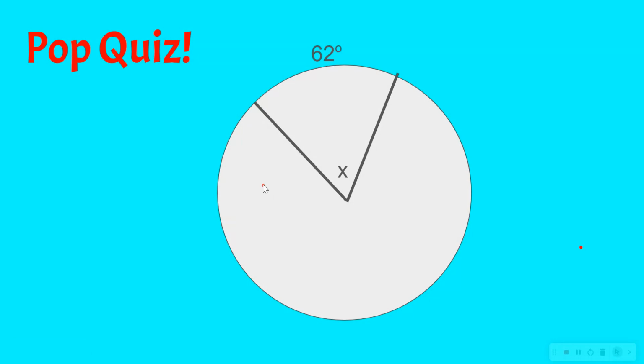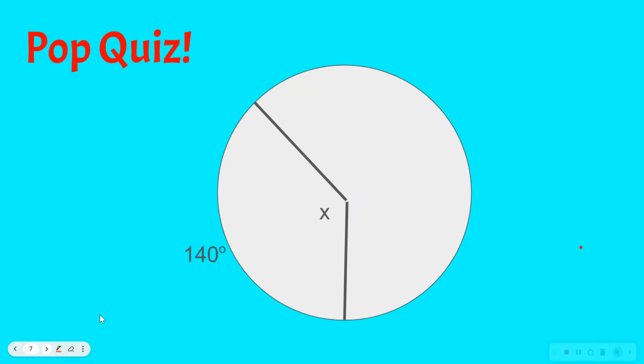Okay, so pop quiz time. What is x? Well, x is a central angle. It's touching the center of the circle. So it's going to be the same as the arc it intercepts, so it's 62 degrees. What is x? Again, x is a central angle, and so it's going to be the same as the arc it intercepts, so it's 140 degrees. Here, what is x? X is another arc, not an angle. And I know they all add up to 360, so if I take 360 and I subtract 140, I'm going to get 220. So x is 220 degrees.